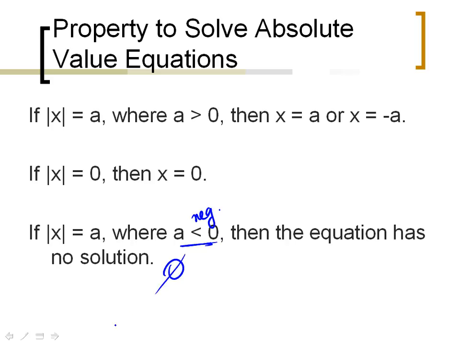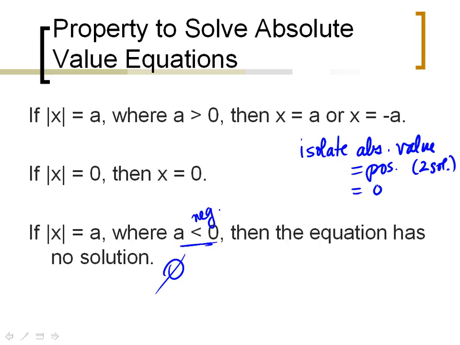Okay? So this actually says a few things. We have to isolate the absolute value, and then if the absolute value is equal to a positive number, there are 2 solutions. If it's equal to 0, there's 1 solution. If it's equal to a negative number, there are 0 solutions, or no solution.